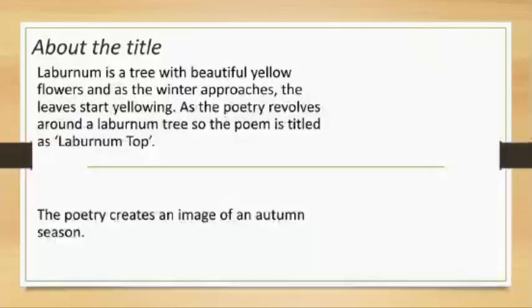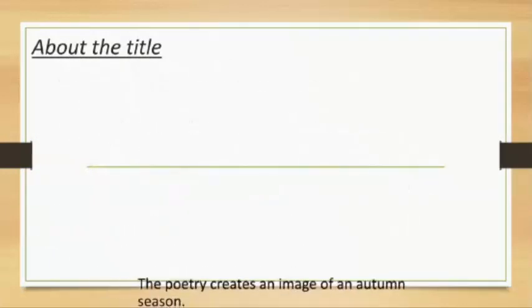The poetry creates an image of an autumn season. So you can now see the image of a laburnum tree. You can see how it is giving a yellow aura, a yellow ambience to the surroundings. Right, so this is a laburnum tree, and as I told you, it has yellowing leaves, so it means that it is describing and symbolizing the season of autumn.